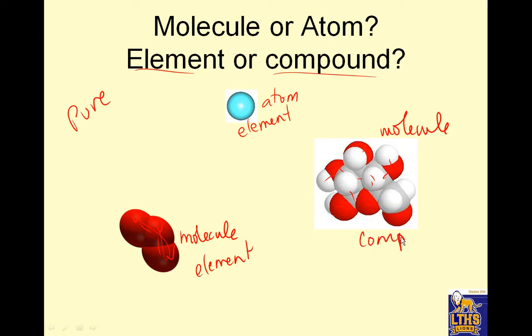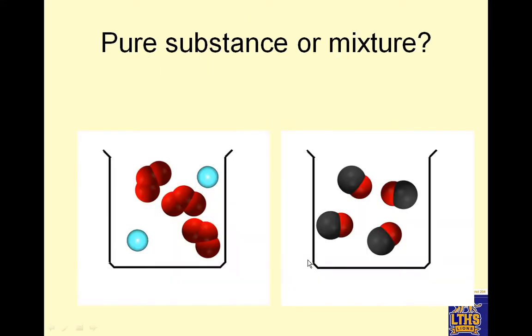This is a compound. Why is it a compound? Because it's a molecule where this atom, the white atom, is different than the red atom. They're different elements, okay? But they're chemically bonded, so this whole thing has its own identity.